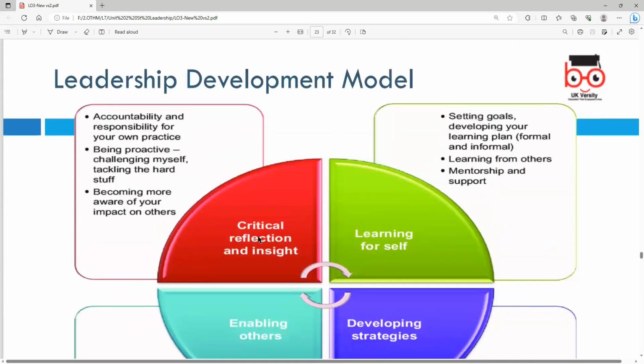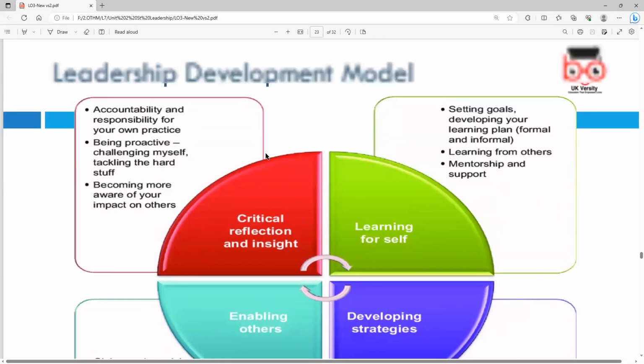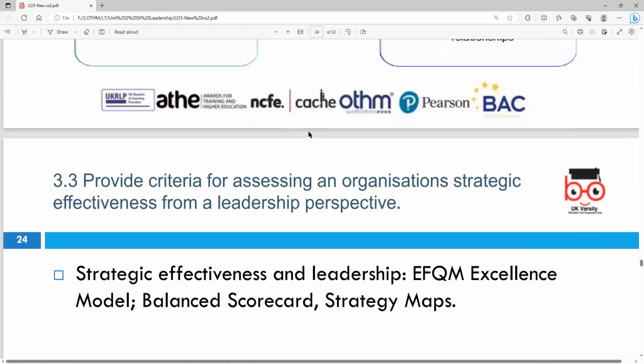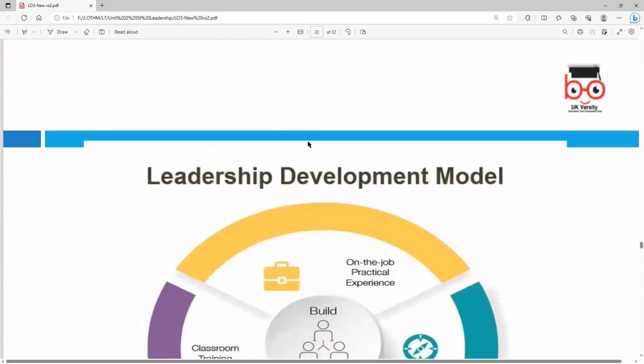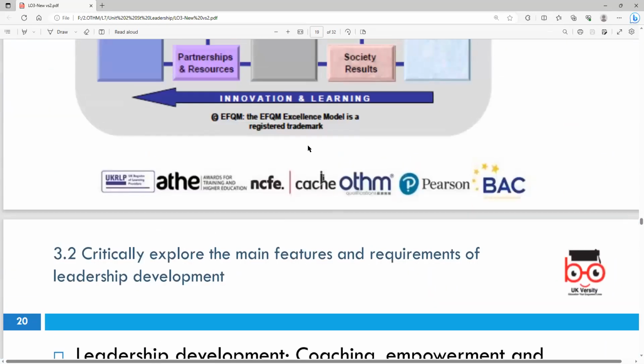Okay, so there are different leadership development models you can use. You can use them for self, or you can enable others, or you can look at the strategies, and you can also reflect critically and gain insight upon yourself. Okay, so that was 3.2, which was basically to look at exploring the main features and requirements of leadership development.